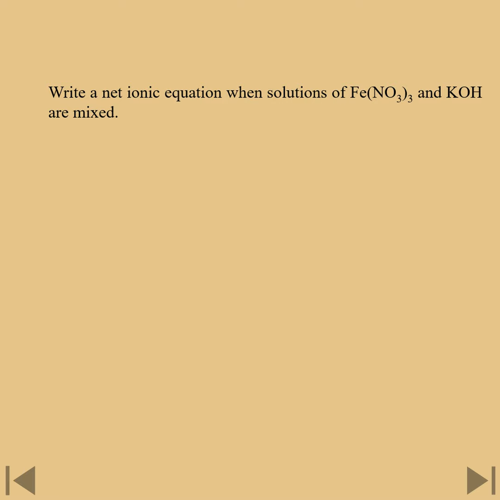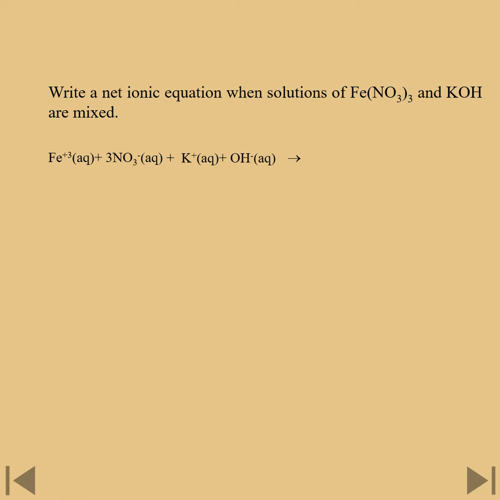And now let's write a net ionic equation when solutions of iron 3 nitrate and potassium hydroxide are mixed. Okay, well, step 1, we identify the species present in the solution, and so from a solution of iron 3 nitrate, we have the iron 3 ions and the nitrate ions. We're then mixing it with a solution of potassium hydroxide, which consists of separate potassium ions and hydroxide ions. Again, step 1, identify the participants, meaning the reactants in the reaction.